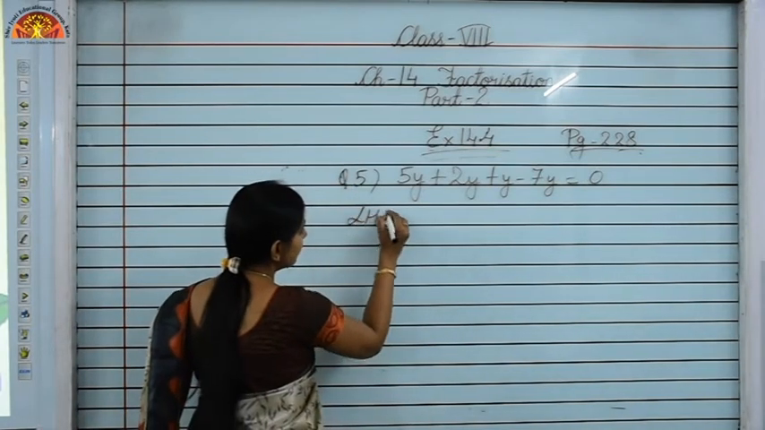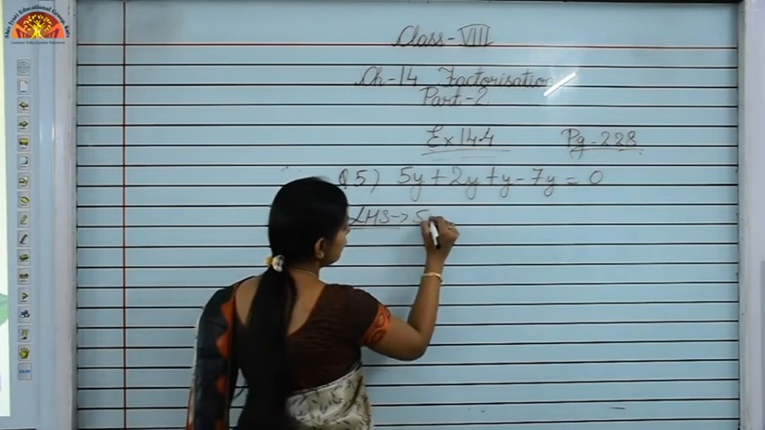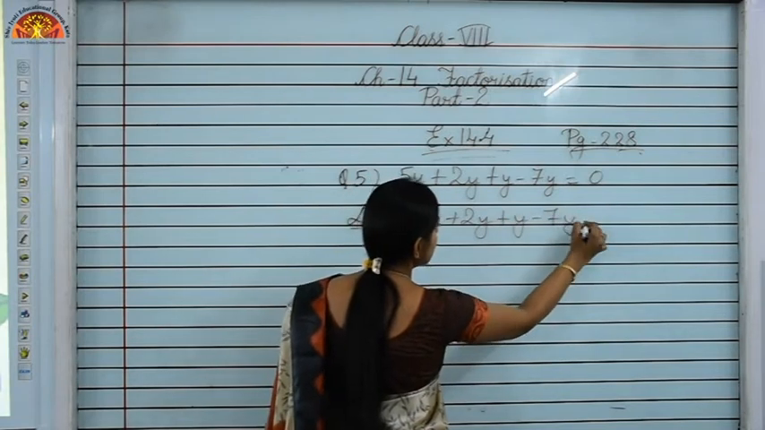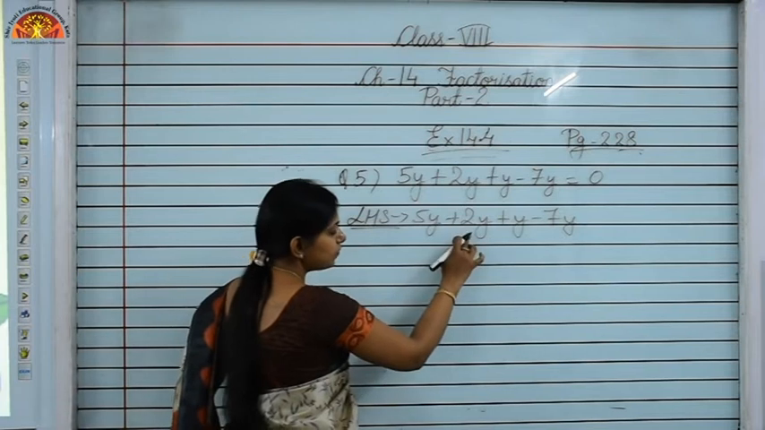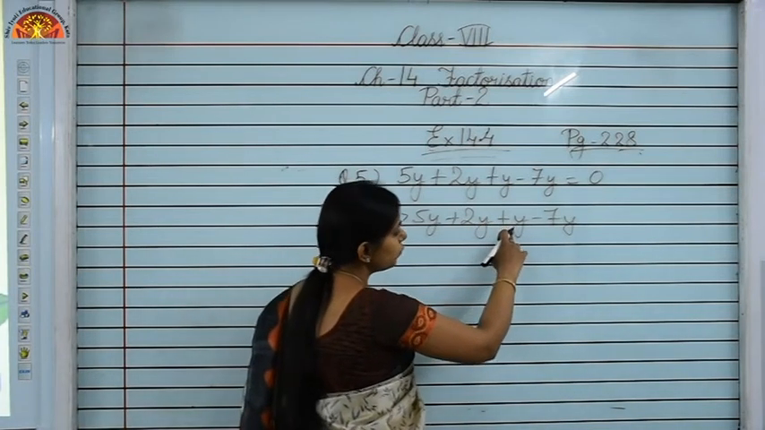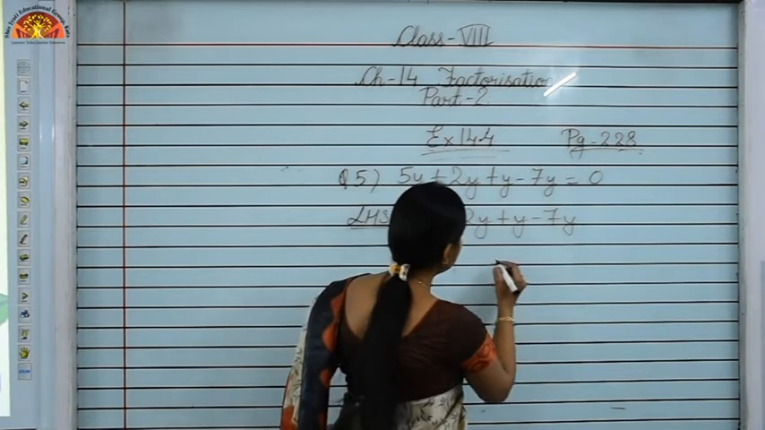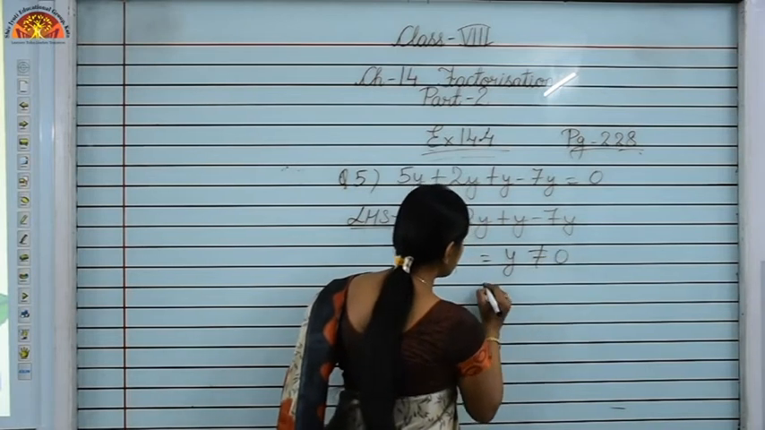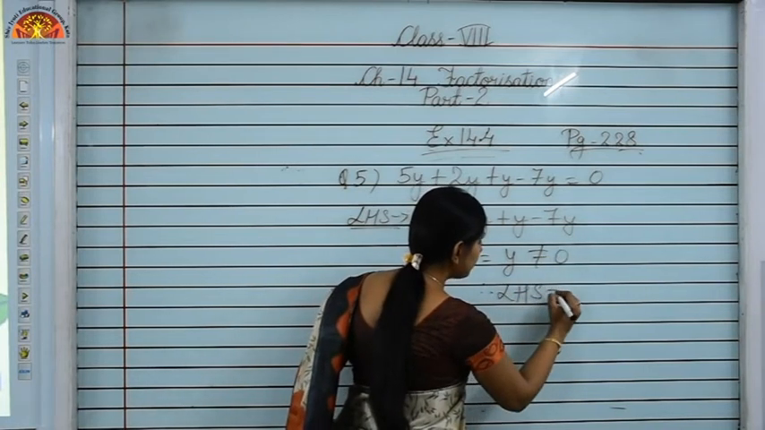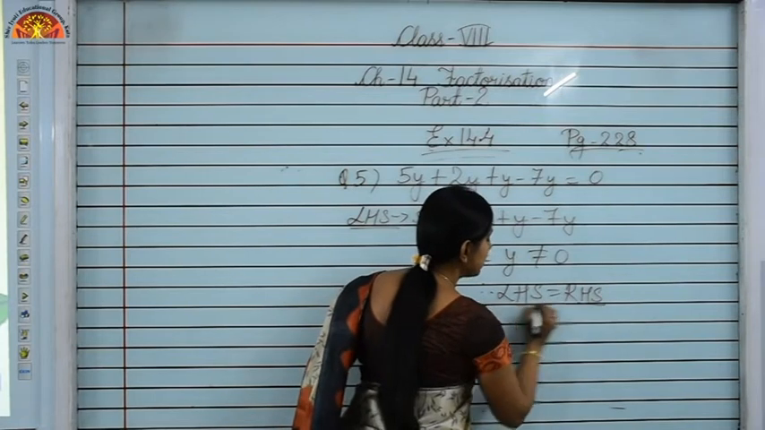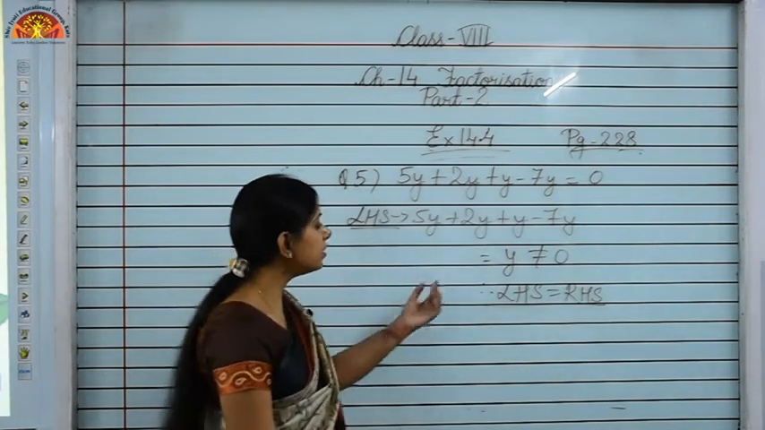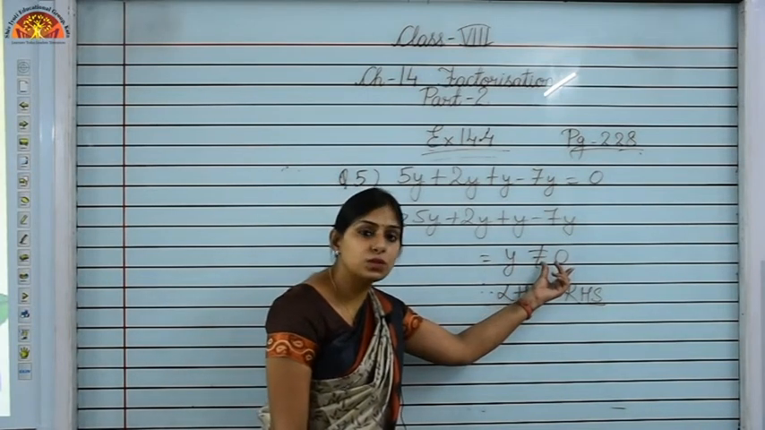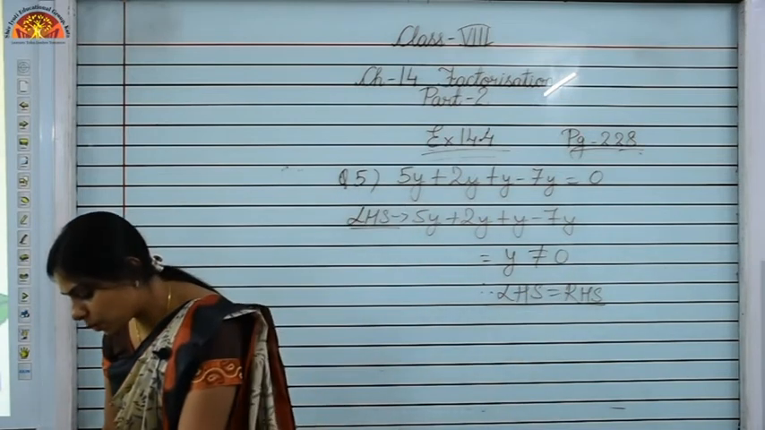So the left hand side expression is 5y plus 2y plus y minus 7y. So 5y plus 2y is 7y, 7y plus y is 8y, and 8y minus 7y will be y, which is equal to y. So y is not equal to 0. So therefore again left hand side is not equal to right hand side. Got it children? So this is the error, that your answer should be y and y is not equal to 0, so it is not equal to the right hand side. Now just see the next one.